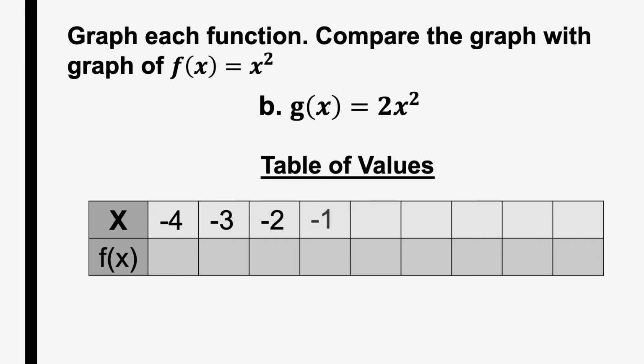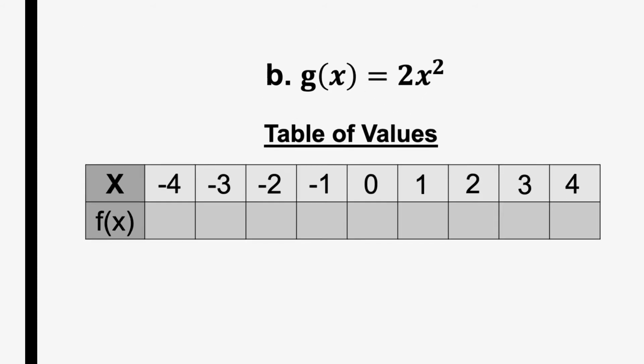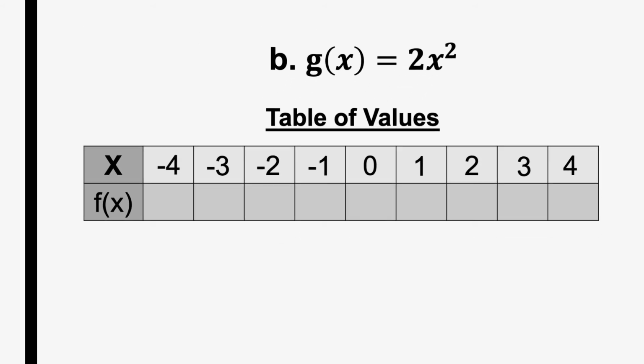So for another example, g of x is equal to 2x squared. Of course, we need to make a table of values. So we have the values for x. We have negative 4, negative 3, negative 2, negative 1, 0, positive 1, positive 2, positive 3, and positive 4. Now to get the value of g of x, all we need to do is substitute the given value of x into our function.